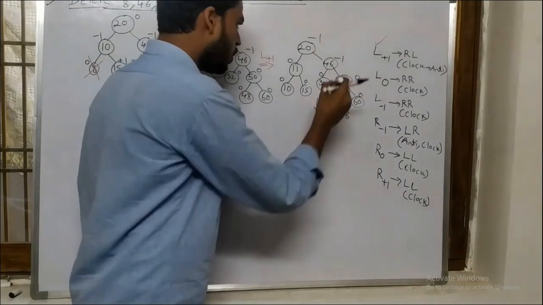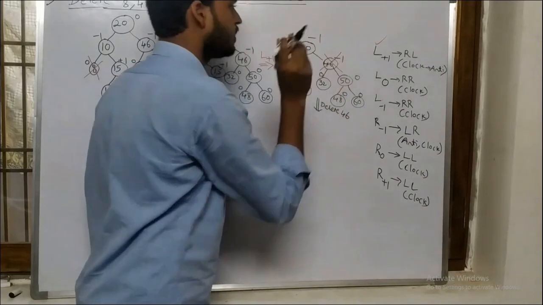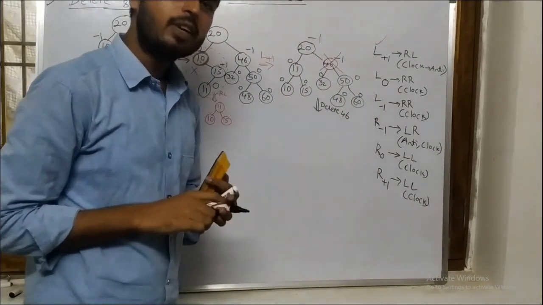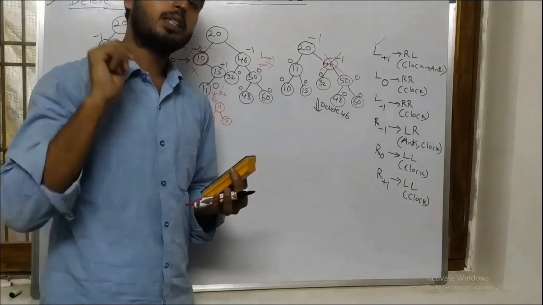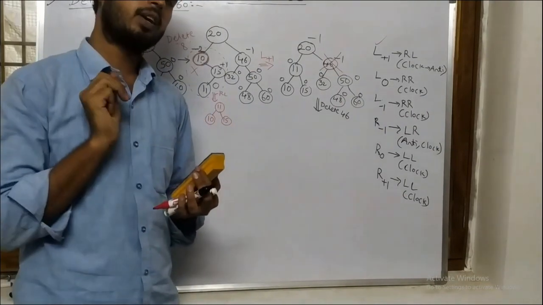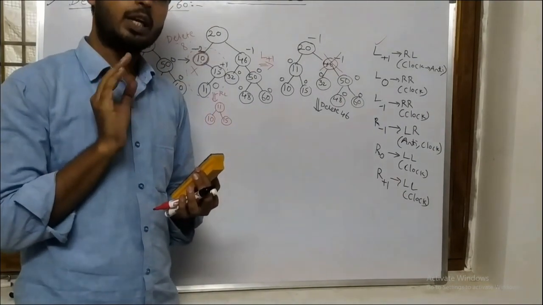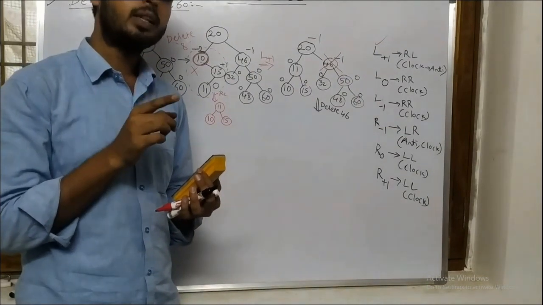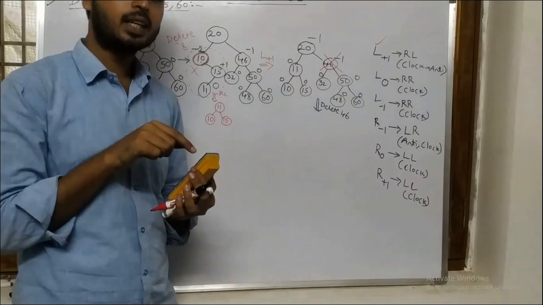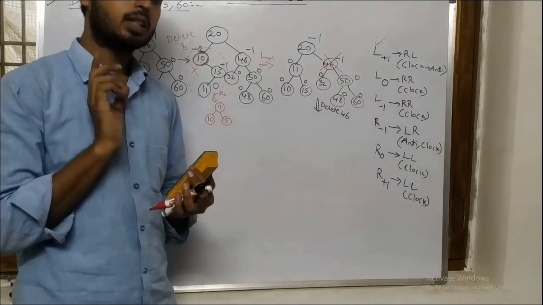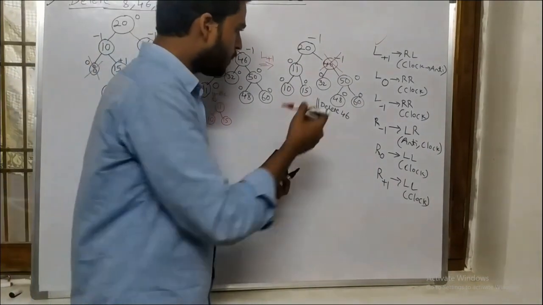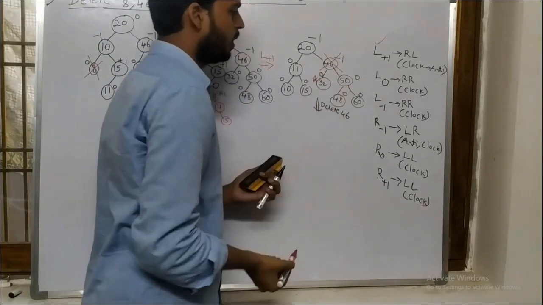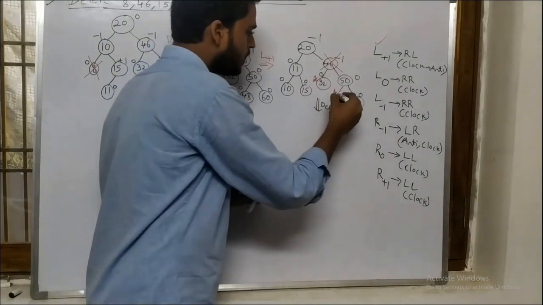If I am going to delete this 46, the deleted node has two children. When the deleted node has two children, you have to remember the concept of deletion. In the third case, I have defined that when you delete a node having two children, you need to replace that deleted node with either the in-order predecessor or the in-order successor. With respect to this case, the in-order predecessor is this one, and the in-order successor is this one.